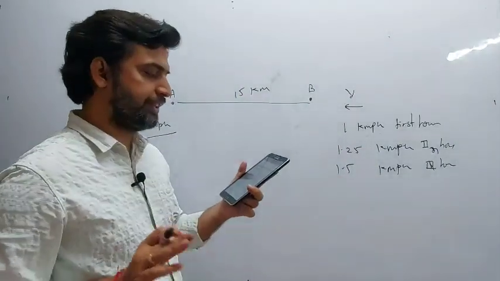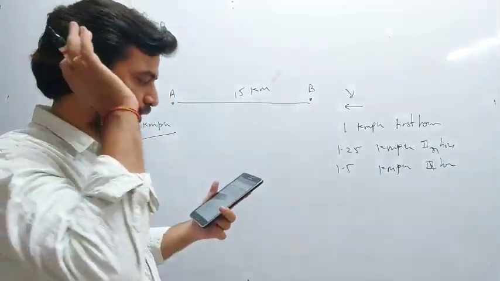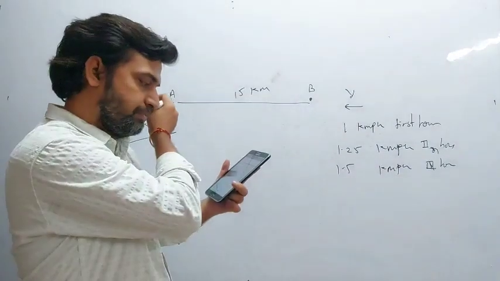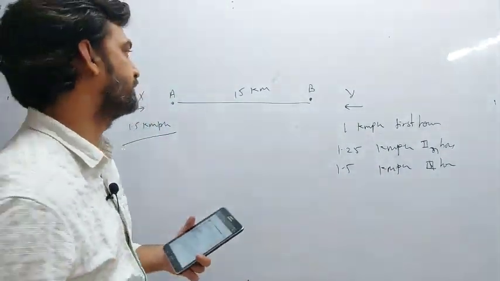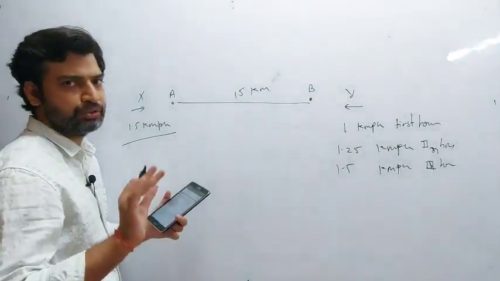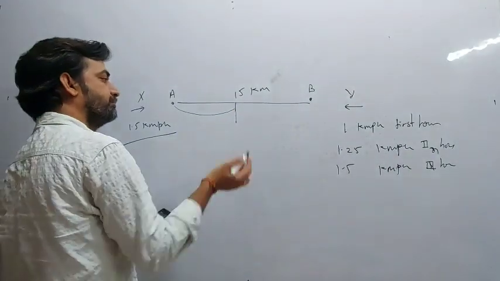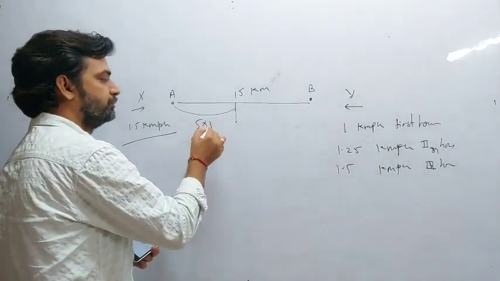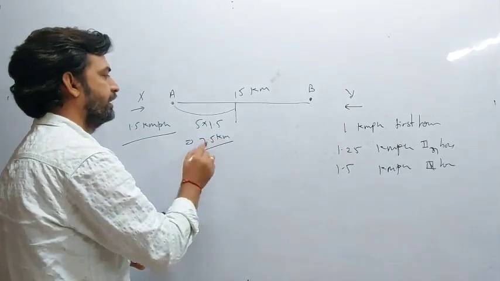Now, on the basis of that information, two statements are given. You need to find out which one is correct or not. First one we are talking about: they take 5 hours to meet. I assume that this is right. Then how could it be possible? So in 5 hours, A would have traveled 5 into 1.5, that means 7.5 kilometers.